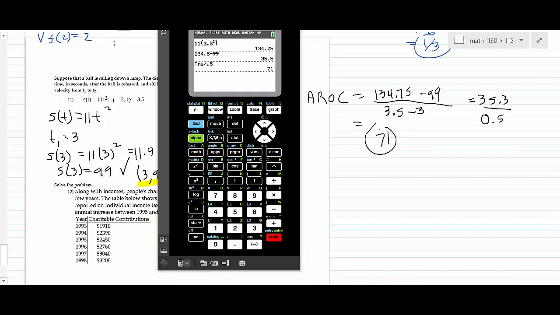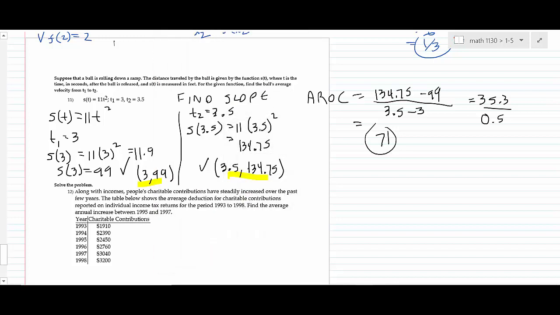Everybody understand what I mean by average rate of change? That's like I talked about last time. That's a real big deal when you take Calc 1. You'll talk about average rate of change and then what instantaneous rate of change is. That's where the calculus idea kind of begins.